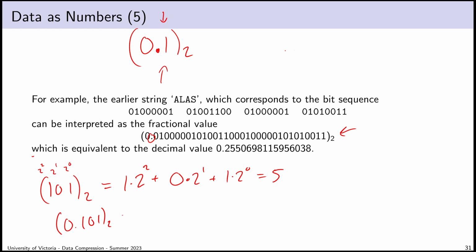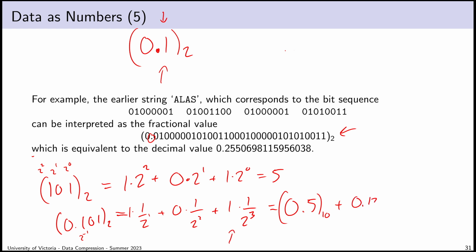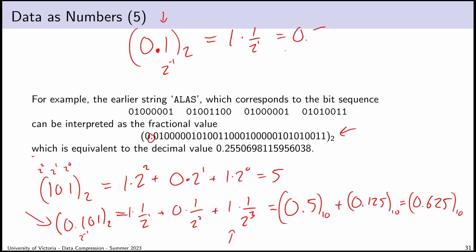So 0.101 in base 2 will then equal, well, that's 2 to the negative 1, so 1/2. So 1 times 1/2 plus 0 times 1 over 2 squared plus 1 times 1 over 2 cubed, which happens to equal in base 10, 0.5, that's 1/2, we'll make sure we write that that's in base 10, plus 0 times 1/4, plus 1 times 1/8, so that's 0.125, which means that 0.101 in base 2 is equal to 0.625 in base 10. And for this number up here, one binary place later, this is 2 to the negative 1. This would be 1 times 1 over 2 to the 1, which is 0.5 in base 10.